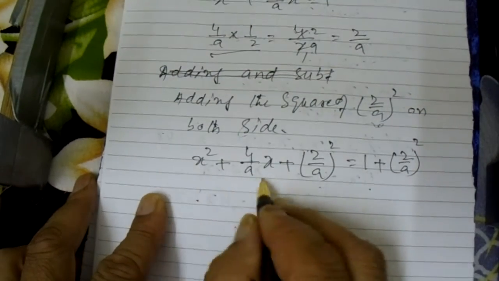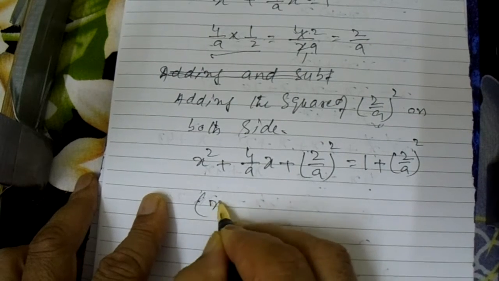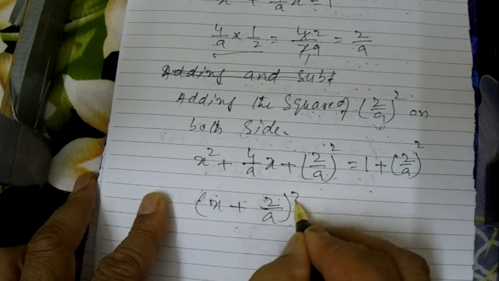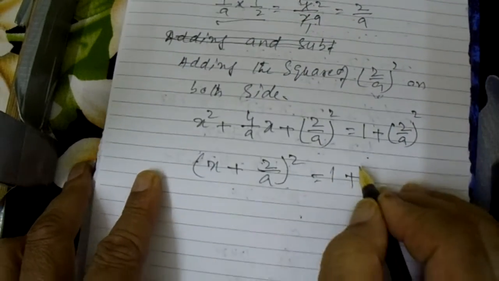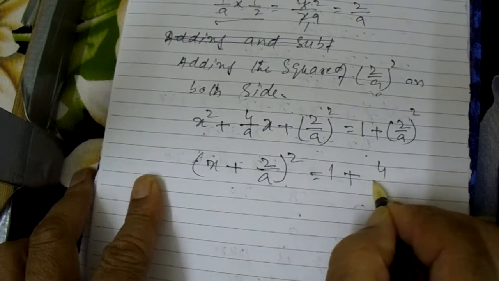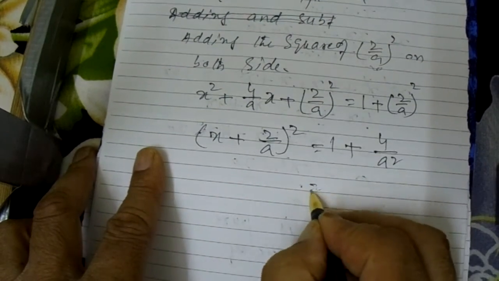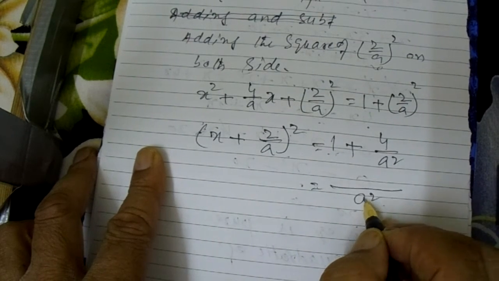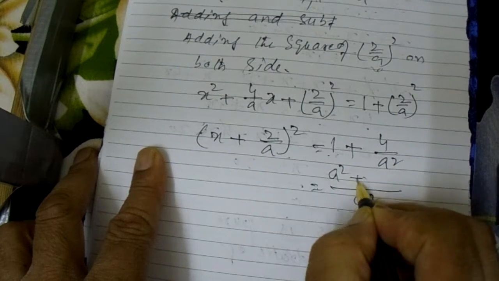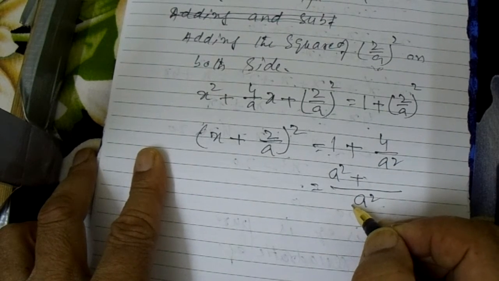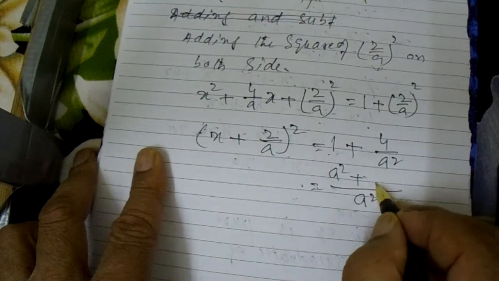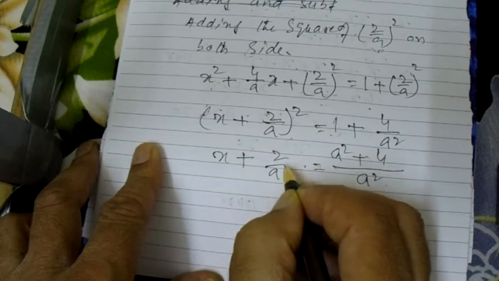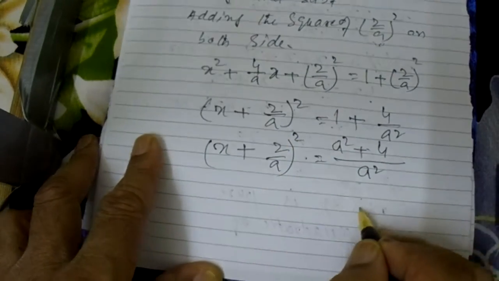Again we write this: it is the square of x plus 2 over a, and the right side is equal to 1 plus 4 over a square. Now write again. This is the LCM of a square. We write here 1 divided by 1, a square multiplied by 1, a square, plus a square divided by a square is 1, multiplied by 4. Now again, x plus 2 over a whole square is equal to this.